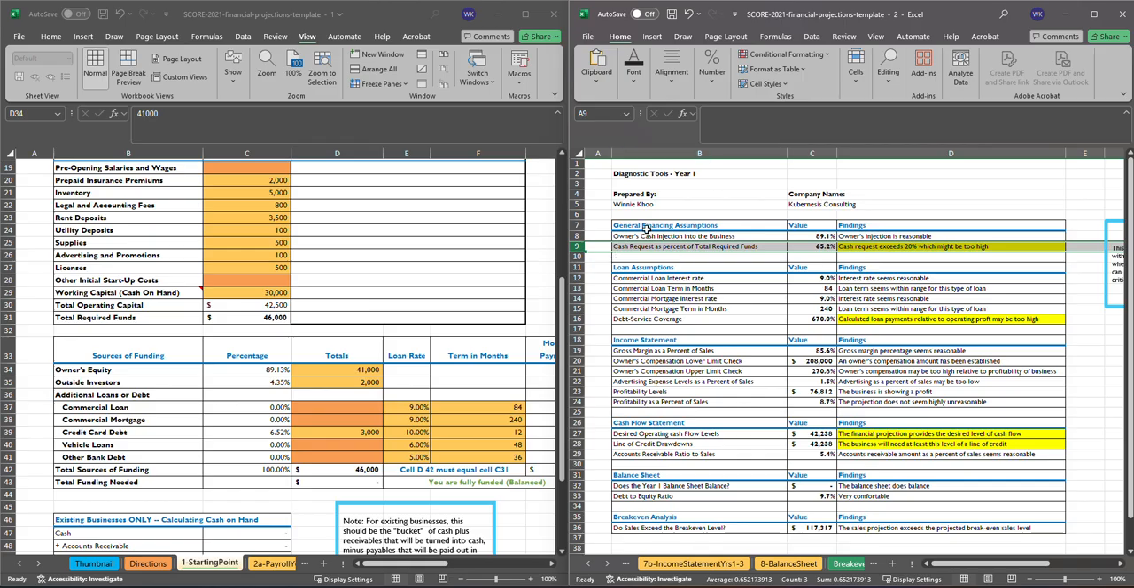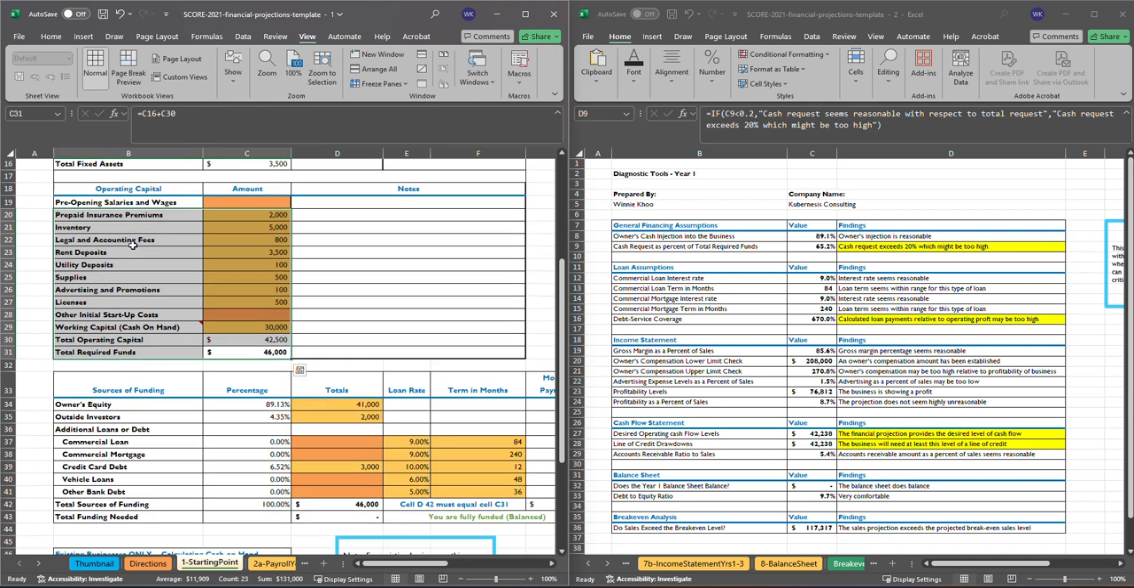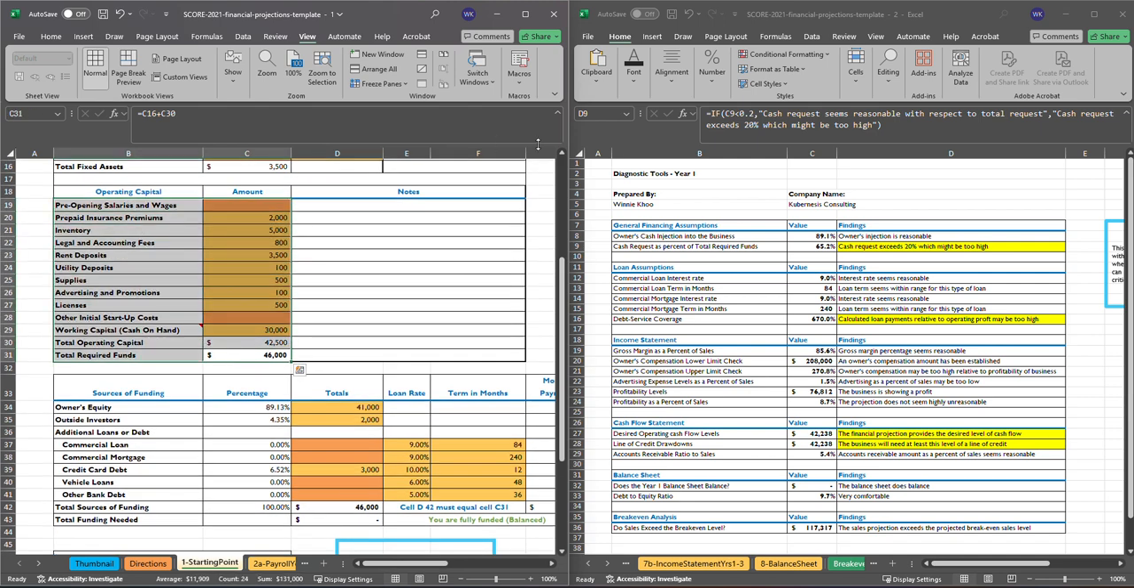Moving to the next one, it's the cash request as a percent of total required funds. It's saying if the cash request, as a share of the total required funds, is less than 20%, then that cash request seems reasonable with respect to the total request. If it's more than 20%, which I'm sitting at 65%, the cash request exceeds 20%, which might be too high.